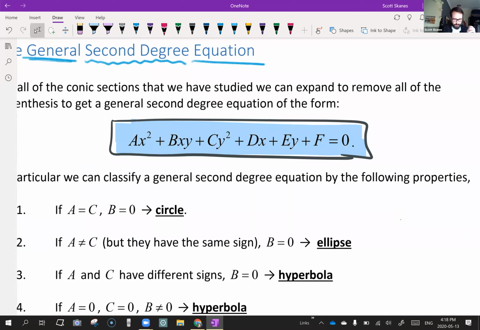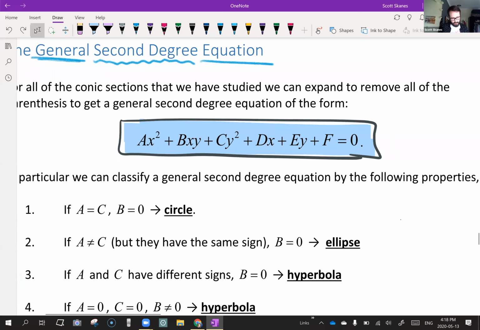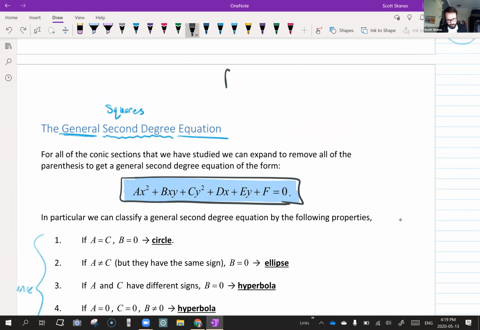Start with a parabola. How do you know that something's a parabola? You will have an x squared term or a y squared term, but not both. So you'll either have an x squared or a y squared, but you won't have both at the same time. Okay, that's how you know that it's a parabola. So let me write this down. Parabola: x or y squared. I should probably just say you have x squared or y squared, but not both.